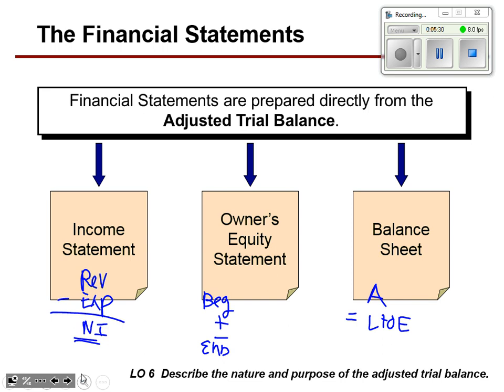From each of them, we take out something and sprinkle it into the next. We take out our net income and drop it in here as one of the pluses. We take out our ending owner's equity and it shows up under owner's equity. We're going to highlight those as we do them today.